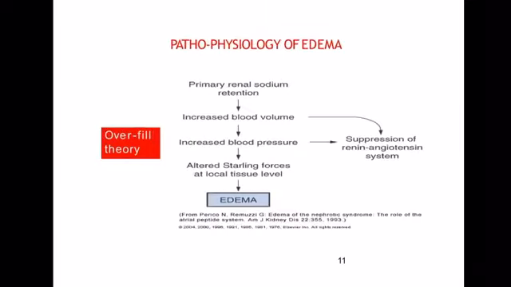Another mechanism is primary renal sodium retention, which increases the blood pressure. Increased blood pressure leads to altered Starling forces at the local tissue level. This also leads to edema. So these are the two mechanisms for the development of edema.